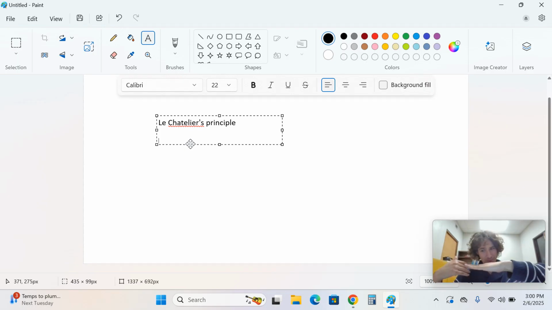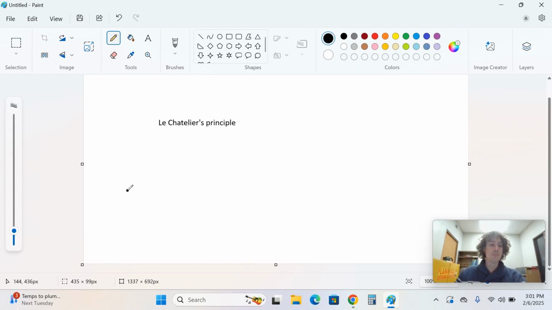It's like a seesaw. Imagine this is your pivot point. Le Chatelier's principle says I can make the seesaw unbalanced, and then nature has to fix it by making the reaction go the other way. That might be a little bit confusing, a little bit abstract. So let's take a look at what this could look like.